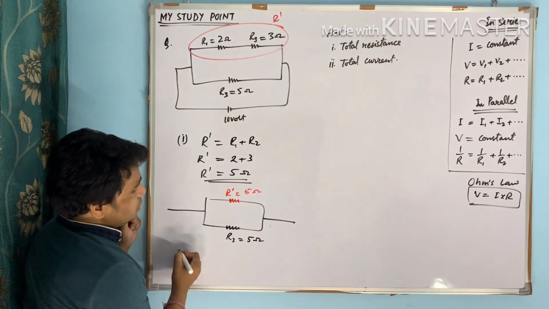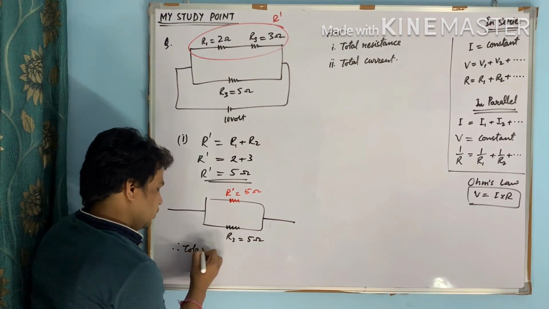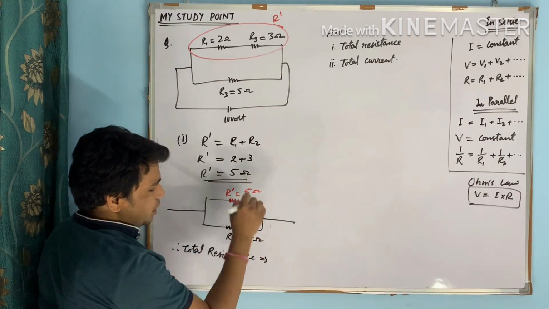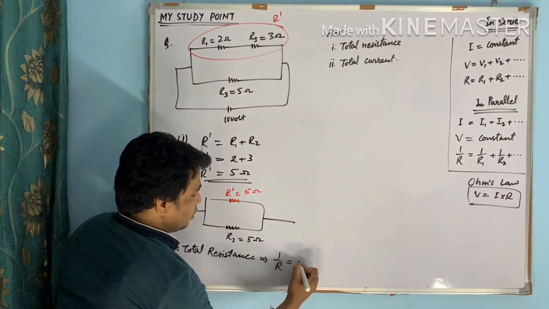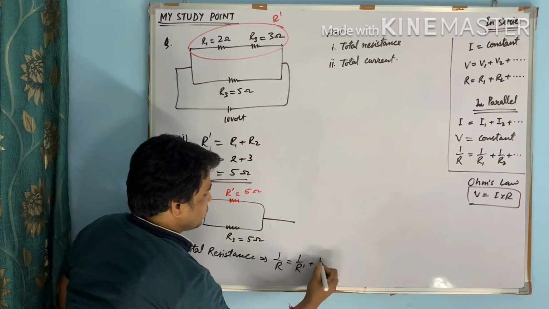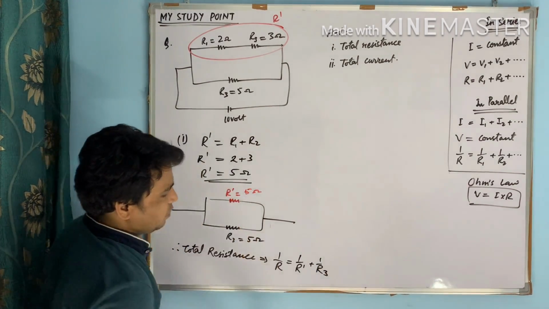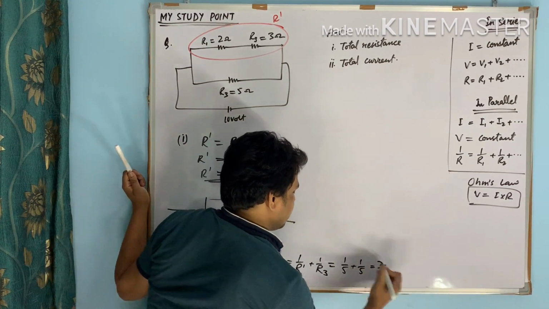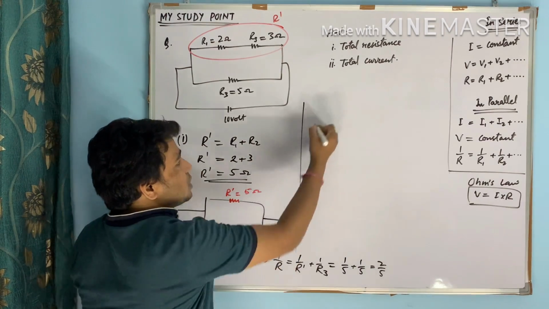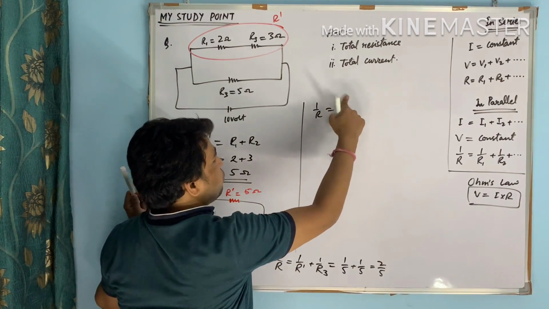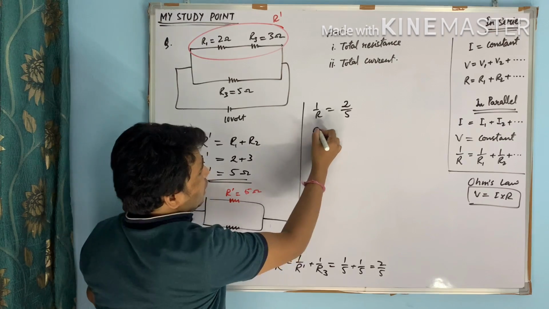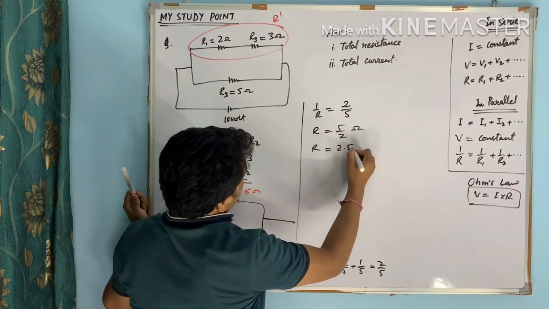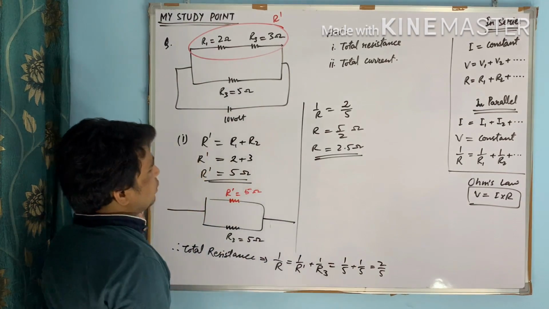So for the total resistance, since these two are in parallel combination, 1 by R is equal to 1 by R dash plus 1 by R3, that is 1 by 5 plus 1 by 5, 2 by 5. So 1 by R is 2 by 5. So R will be 5 by 2 ohm, that is 2.5 ohm is the total resistance. This is the first part.